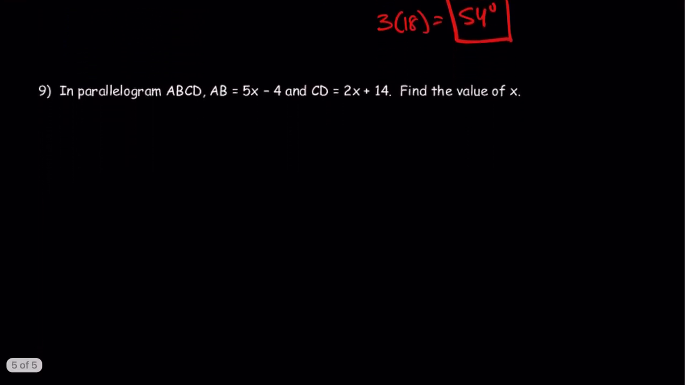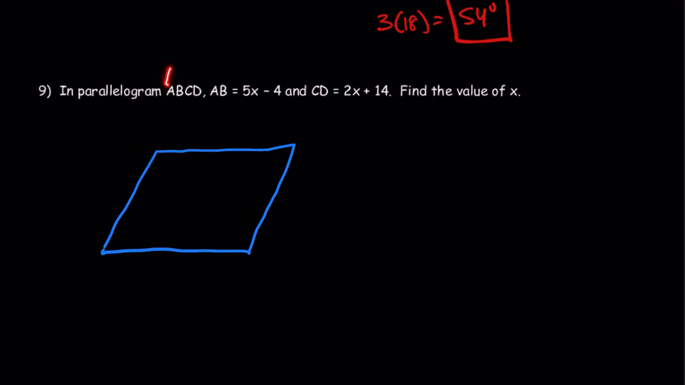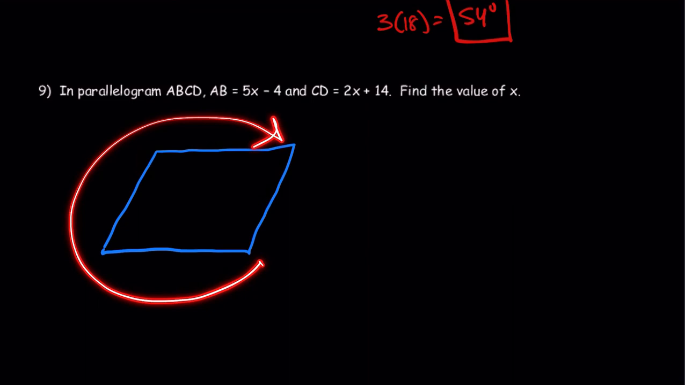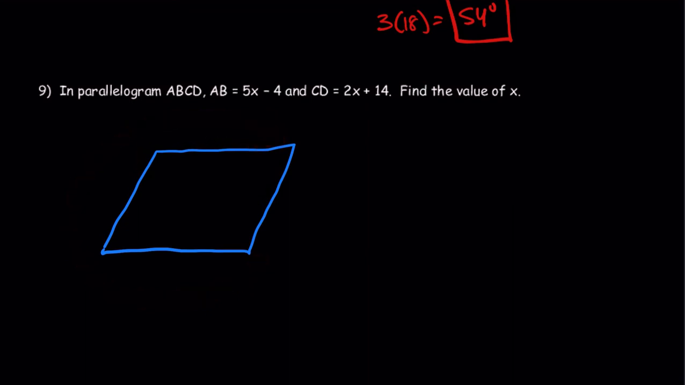And finally, our last example. Parallelogram ABCD. So again, just to emphasize this point, you have to go around in a circle. So you could start here and go around this way if you want. You could start here and go around that way. It doesn't matter. Wherever you start, just keep going around in a circle. I usually start at the bottom and go clockwise. A, B, C, D, but you don't have to.